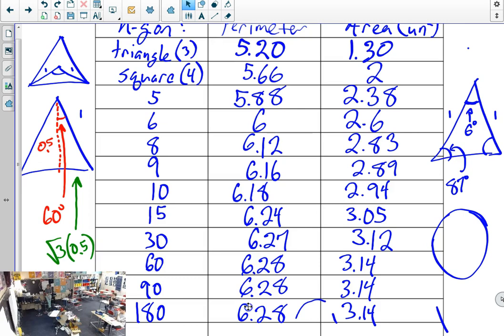Wait, the perimeter's the circumference, and then the area is in the circle. That doesn't make sense. Why would the perimeter be twice the area? That can't really be. Ooh. The perimeter is 4 times the area.